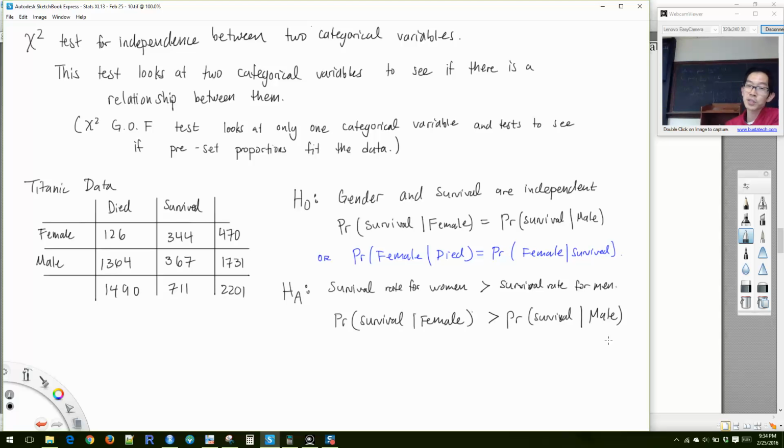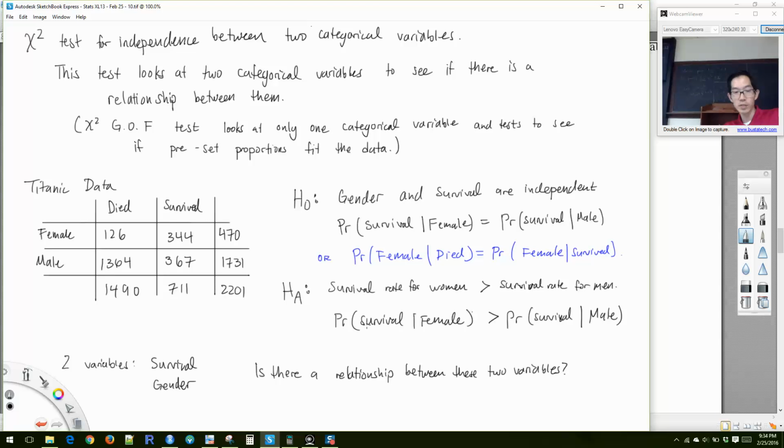We can do the chi-squared test for independence. So we have two categorical variables, right? Our two variables are survival and gender. And we want to see, is there a relationship between these two variables? So this is the question we're asking. This is our data.